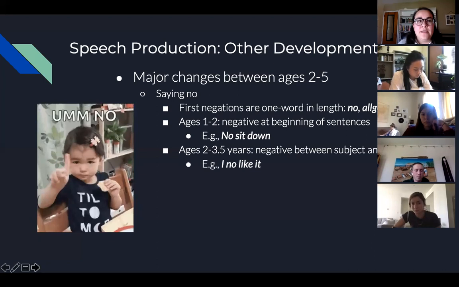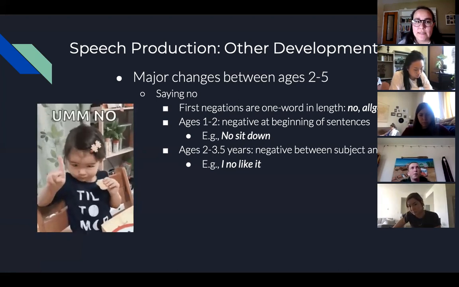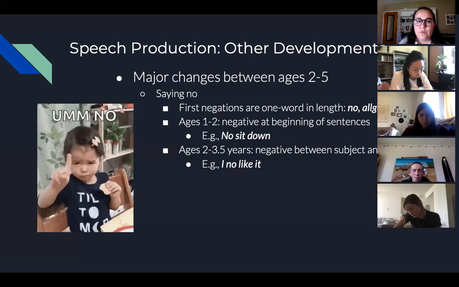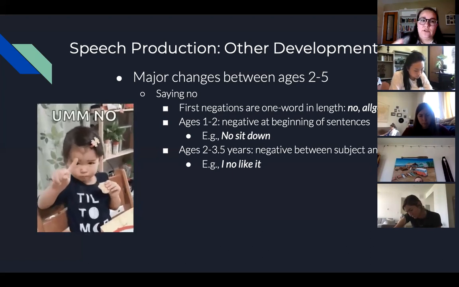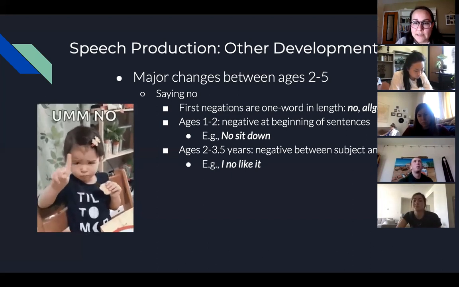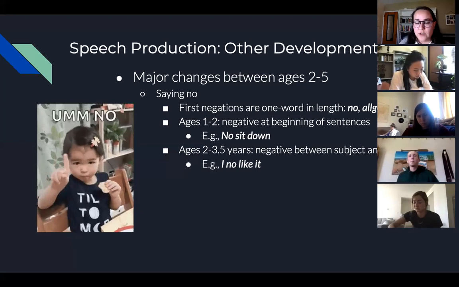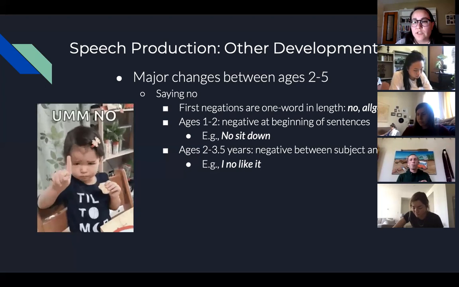And then after this stage, children still add negatives to their sentences, but they start to figure out that it usually should be placed between the subject of the sentence and the verb. So they go from using the negative in the very beginning of the sentence to moving it so that it starts to follow more grammatically correct rules. So saying something like I know like versus no like.